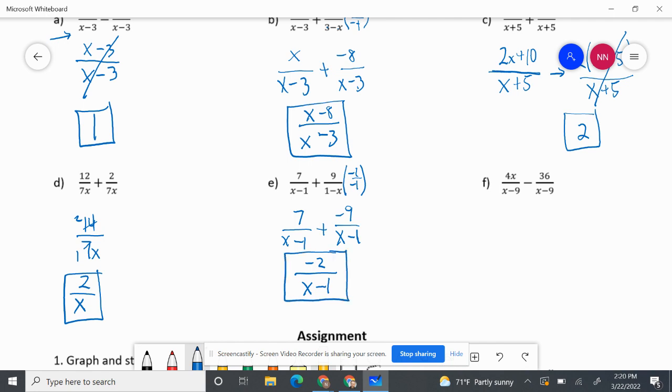And our last one, our common denominator is an x minus 9. And so we get 4x minus 36. They have a 4 in common, so we factor out the 4, and we get an x minus 9. And then we put an x minus 9. It cancels, and what we get is a 4.